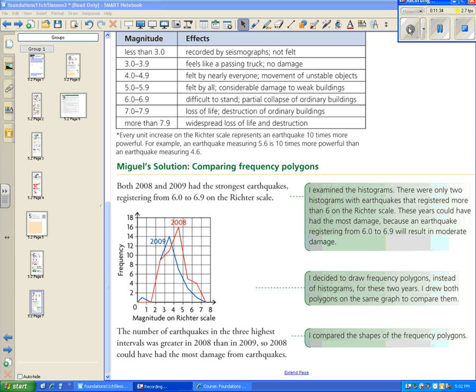Miguel decided to use frequency polygons. So he said that both 2008 and 2009 had the strongest earthquakes, registering from 6.0 to 6.9 on the Richter scale. So he looked at these histograms, which he plotted on the same graph.